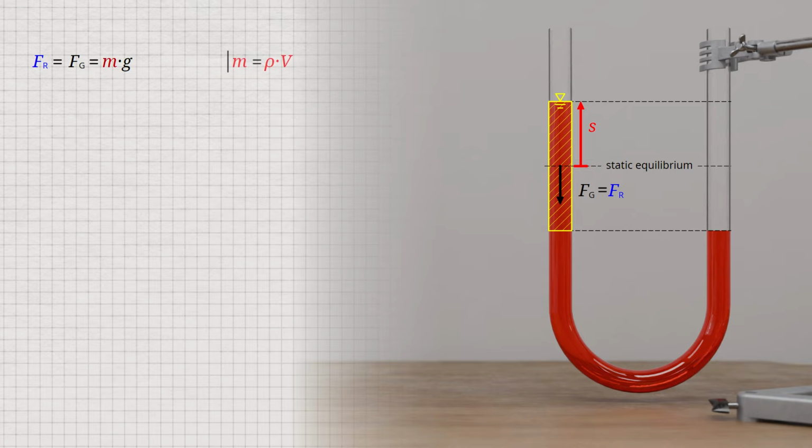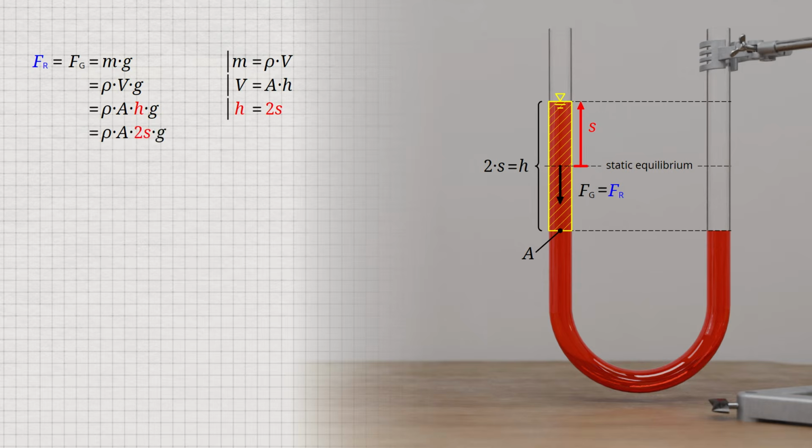The mass of the liquid column is determined by the product of the liquid density and the volume of the liquid column. The volume can in turn be expressed using the cross-sectional area of the tube and the height of the liquid column. The height of the liquid column corresponds to twice the displacement, because the liquid in the left half is displaced upward by the same amount as the liquid level in the right section moves downward. Overall, this results in the formula for the restoring force as given.